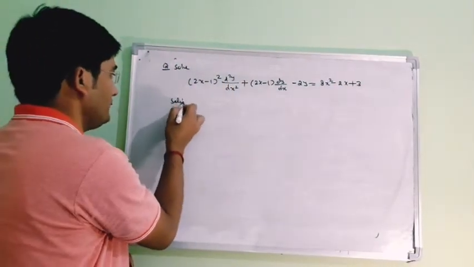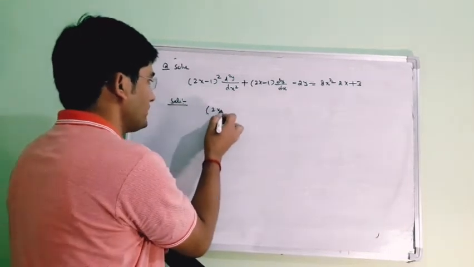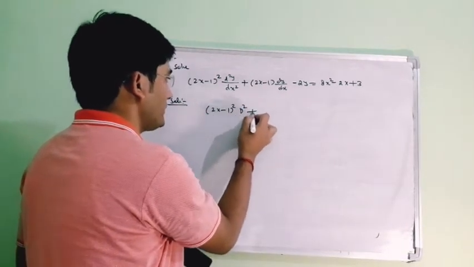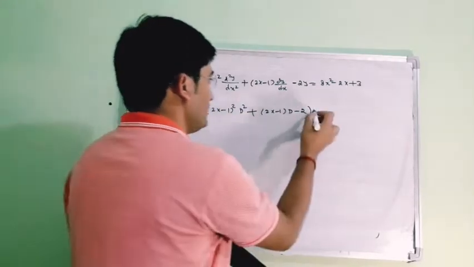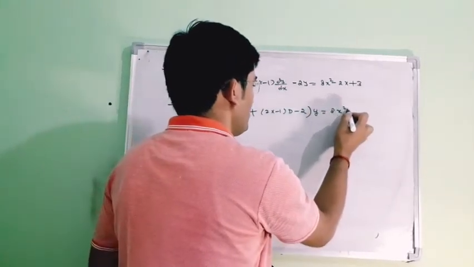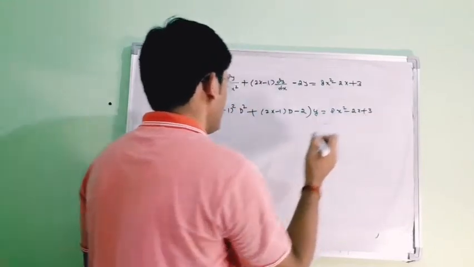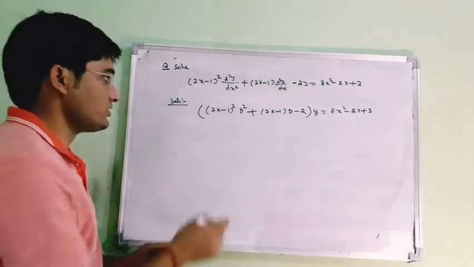So solution, we can also write this equation as ((2x minus 1) whole square D square plus (2x minus 1) D minus 2) of y equal to 8x square minus 2x plus 3. This is your Legendre linear differential equation.